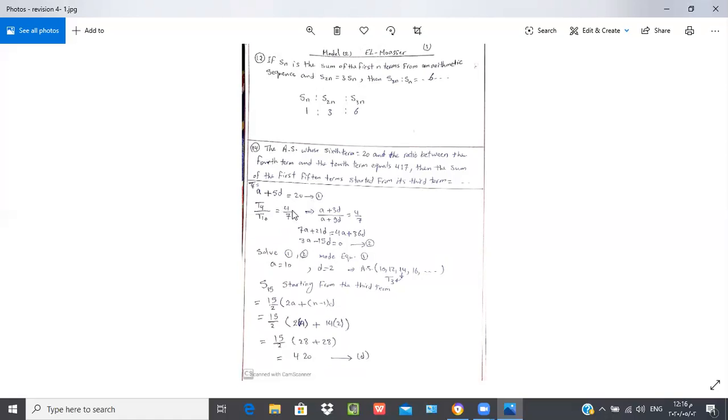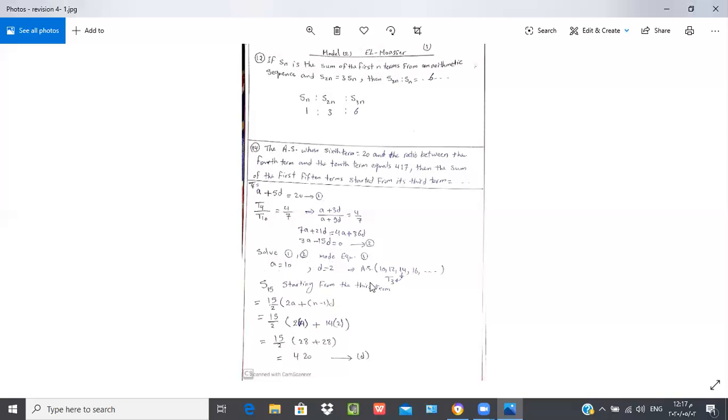So instead of T4, I will write A plus 3D, and instead of T10, I will write A plus 9D equals 4 to 7. So here I will make cross multiplication, it will be 7A plus 21D equals 4A plus 36D. I will gather A together and D together, so it will be 3A minus 15D equals 0. I have here two equations, equation number 1 and equation number 2. I will solve them together by mode equation 1 using the calculator. Here I will get A equals 10 and D equals 2.